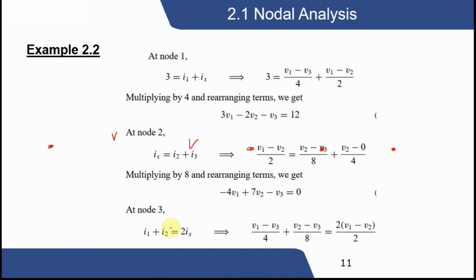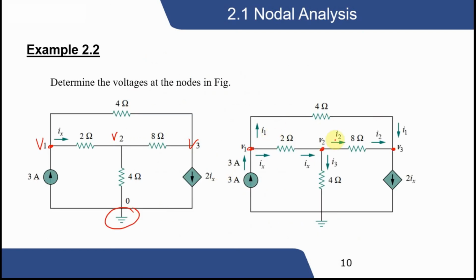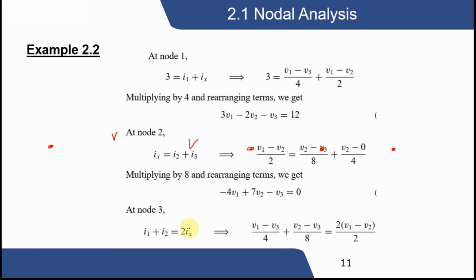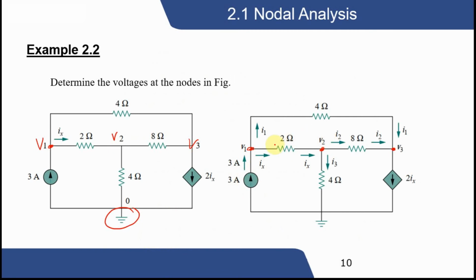Similarly, for node 3, this one is V3, where I2 is entering, I1 is entering, and 2Ix is leaving. So entering equals leaving, so I1 plus I2 is equal to 2Ix. We do know what I1 and I2 are.